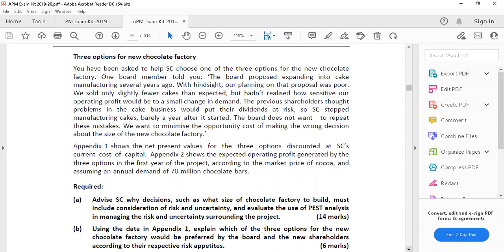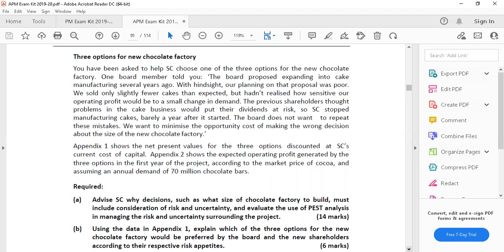One board member told you the board proposed expanding into cake manufacturing several years ago. With hindsight, our planning on that proposal was poor. We sold only slightly fewer cakes than expected, but hadn't realized how sensitive our operating profit would be to a small change in demand. The previous shareholders thought problems in the cake business would put their dividends at risk. So SC stopped manufacturing cakes barely a year after it started. The board does not want to repeat these mistakes.